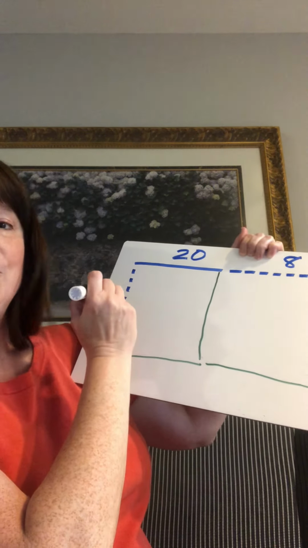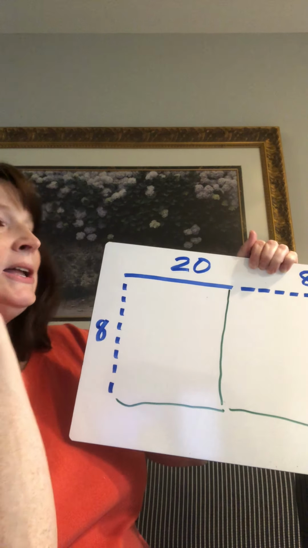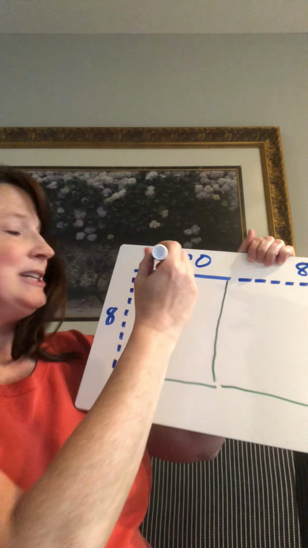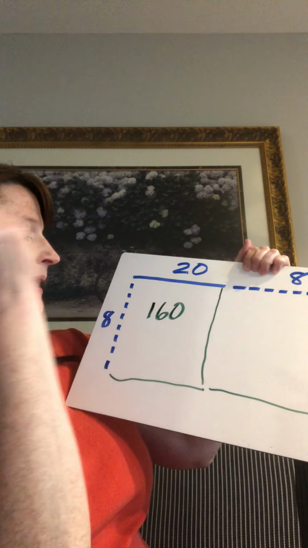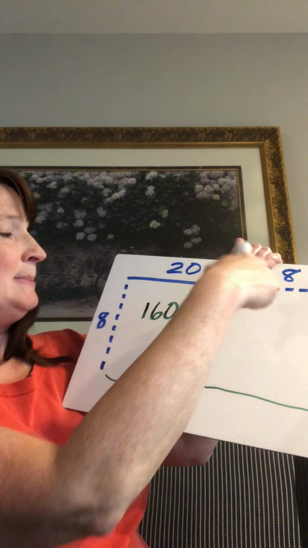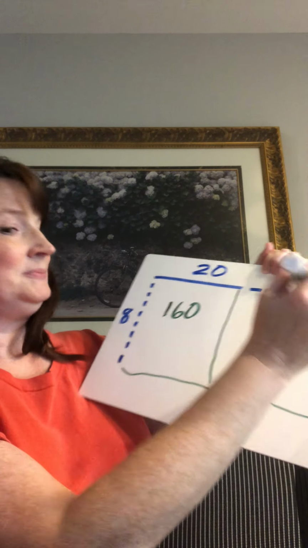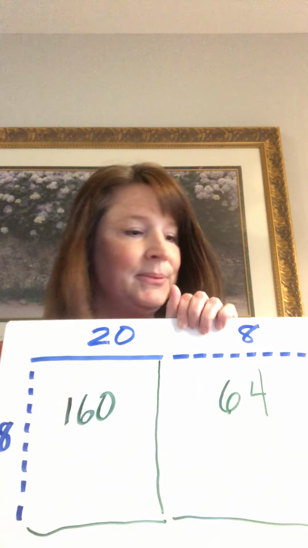And we're going to solve 8 times 20, okay? Just like 8 times 2 is 16, 8 times 20 is 160, okay? And then we're left with 8 times 8, which is 64. So this is how that ends up looking like. You have two partial products.